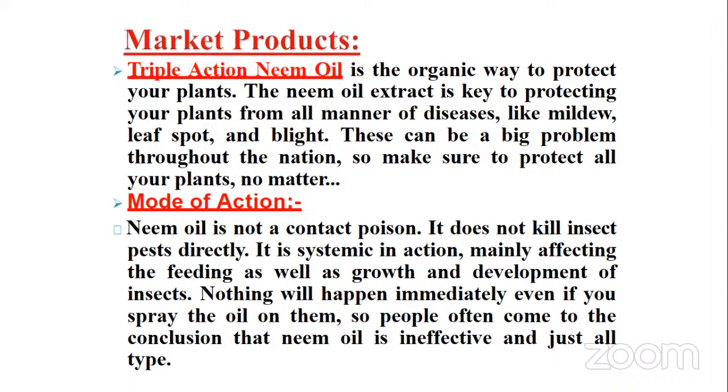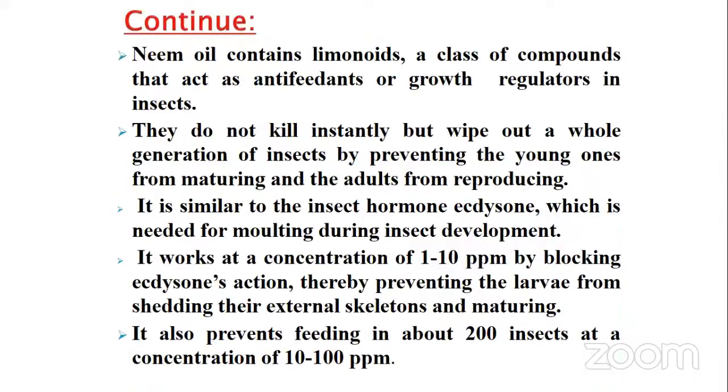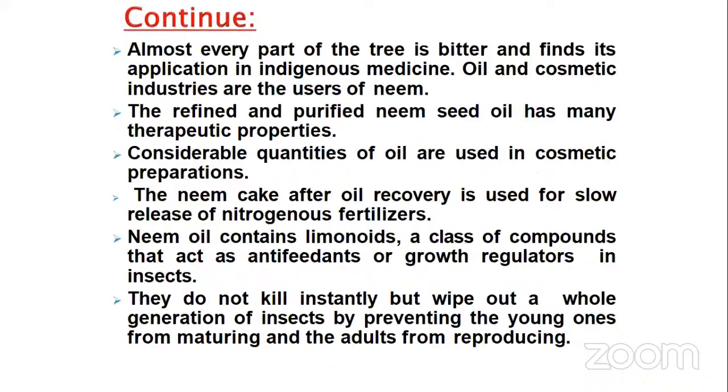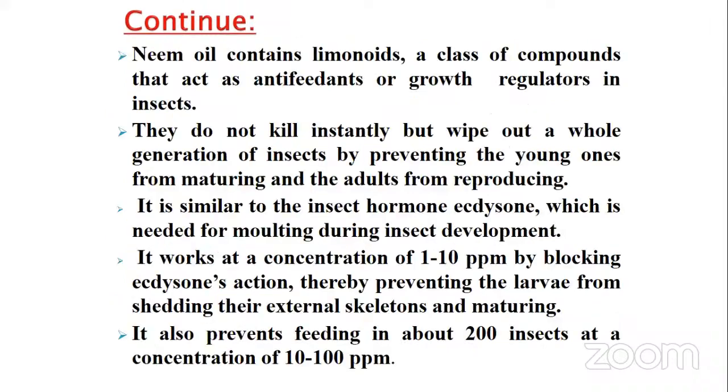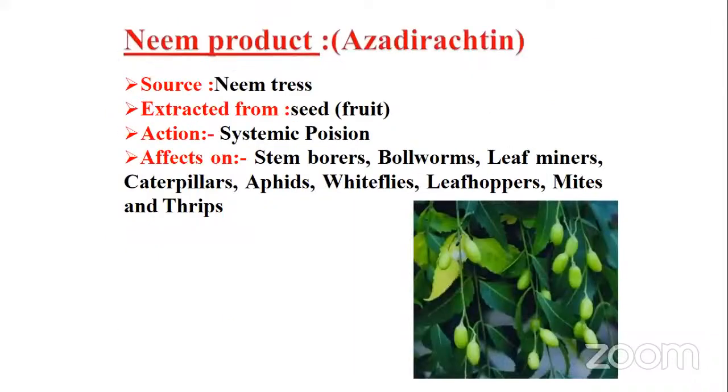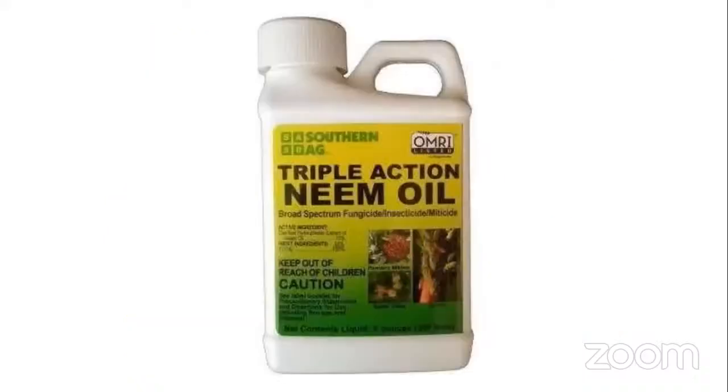Okay, it is not a contact poison. It does not kill the insect pests directly. It is a systemic action, mainly affecting the feeding as well as growth and development of insects. Nothing will happen immediately, even if you spray the oil on them. So people often come to the conclusion that neem oil is ineffective. But in our previous slide, we have studied that it is slow in action. Okay, it does not kill instantly, but wipes out a whole generation of insects by preventing the young ones from maturing and the adults from reproducing. This is the action of the neem oil, which we have isolated or extracted from the seed or the fruit of the neem.